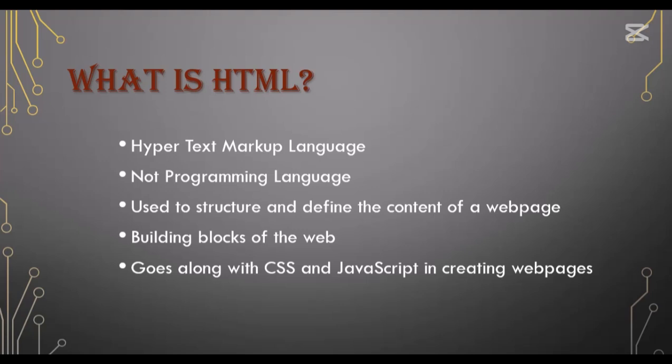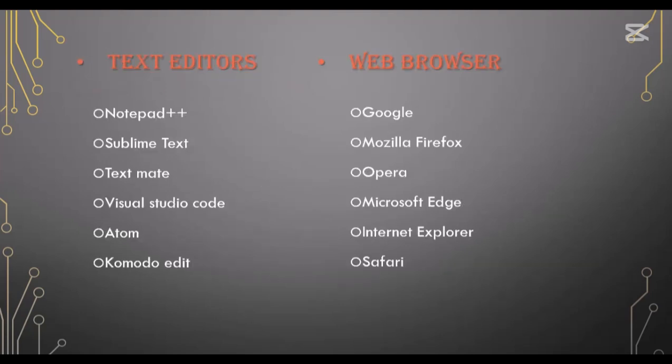HTML is used to structure and define the content of a web page. It is the building block of the web, because any single website you see, however beautiful or complex it is, has HTML in it. You can't create a web page without HTML. HTML goes along with CSS and JavaScript in creating web pages, and there are other things involved like React and AngularJS. But we're going to be focusing on HTML only for now, and we'll move to CSS and progress further.